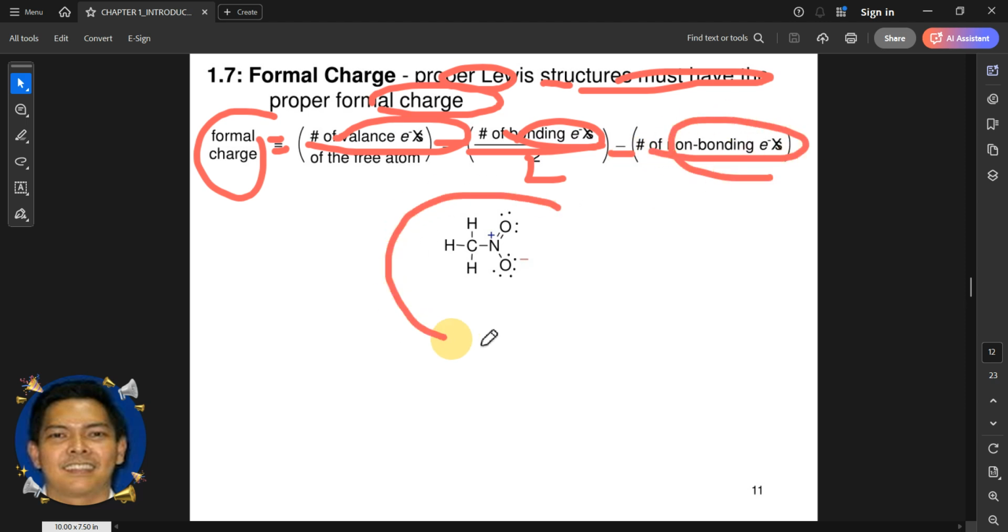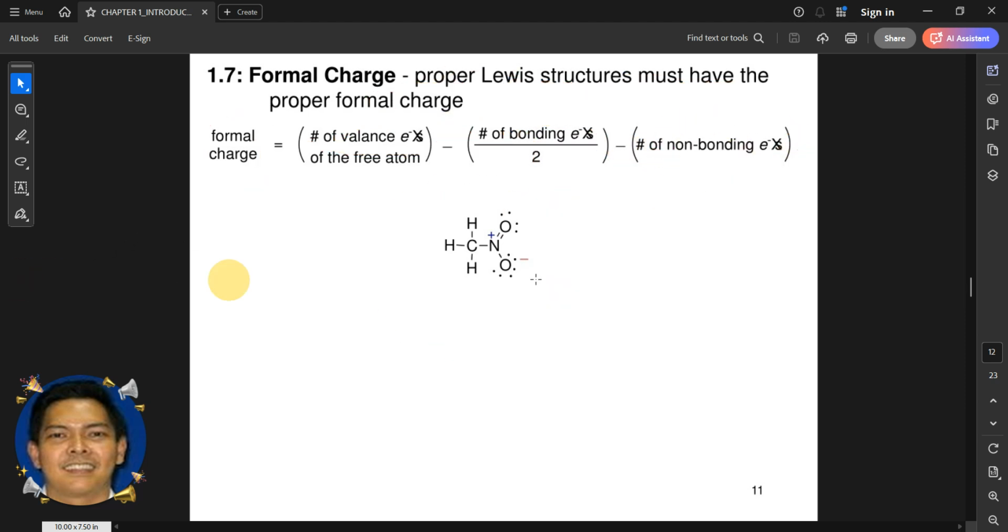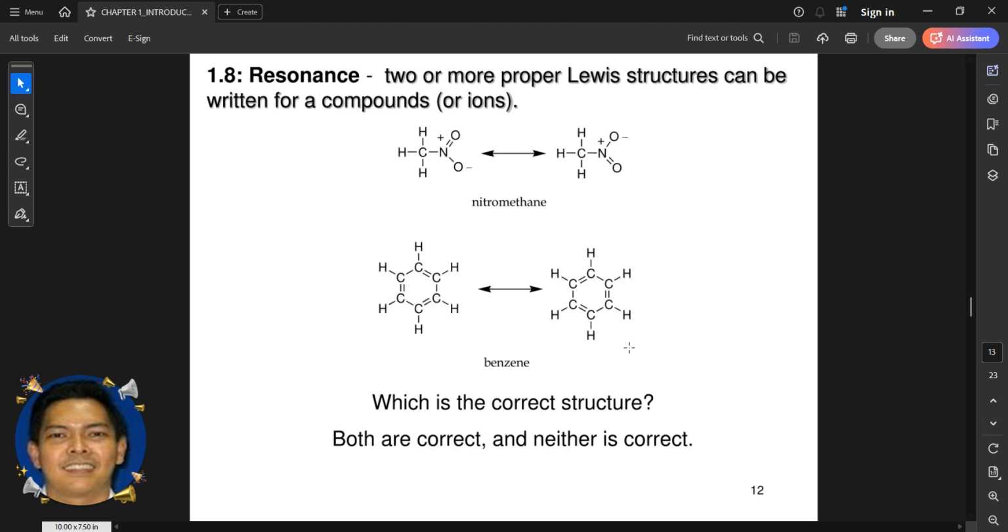Okay, so this is an example. You can see the example here. Resonance: two or more proper Lewis structures can be written for a compound or ion. This is simple. You can see here whether it can be written for a compound or also for an ion. So it's known as resonance.